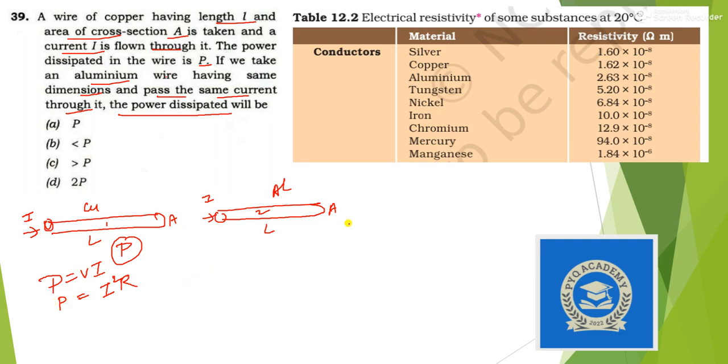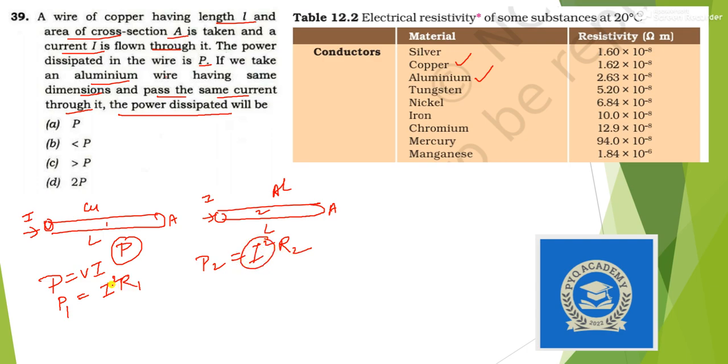Now, this is a resistivity table which is given in NCERT. The resistivity of aluminum is more than that of copper. That means copper has less resistance as compared to aluminum. So P1 equals I square R1, similarly P2 equals I square R2.